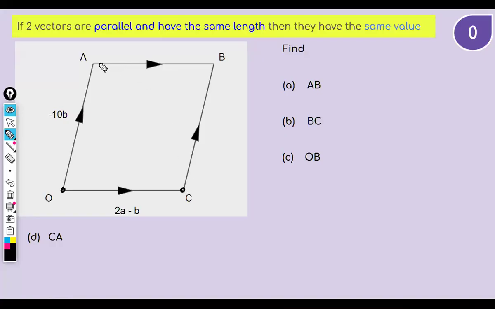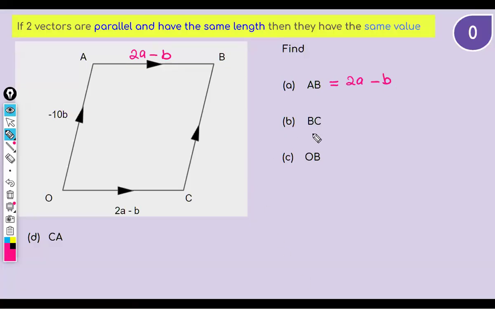OC and AB are parallel, and this is a parallelogram, right? So not only are these two vectors parallel, but they have the same exact length. So without any calculation, the value from A to B is also 2A minus B. It's literally that simple.